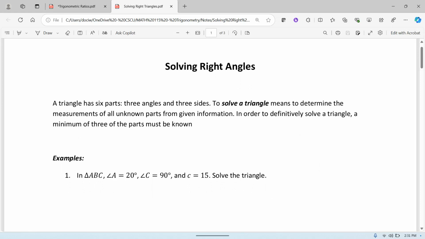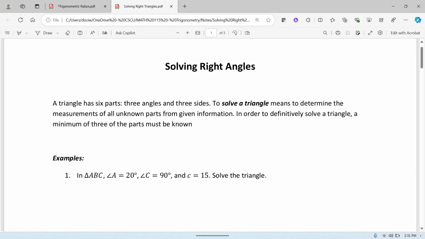Welcome back. Today we're going to look at solving right triangles. This is something you might do in a geometry class, trigonometry. I've actually had occasions in my woodworking to need to use the skill of solving right triangles. And I know my title says solving right angles. We're going to solve right triangles.